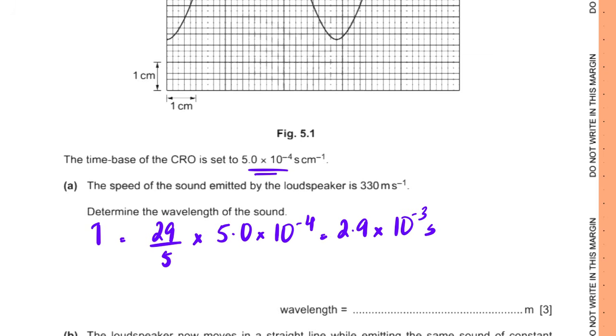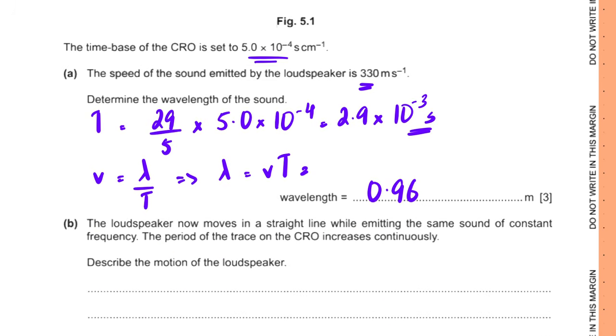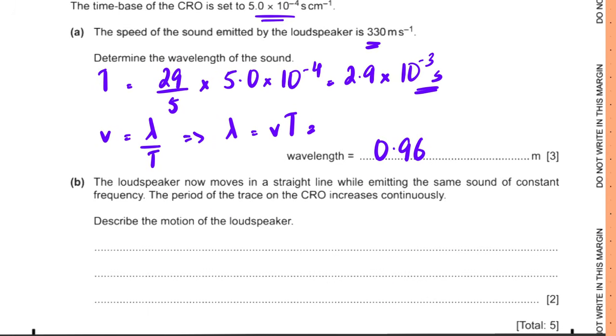And now I need the wavelength, so v = λ/T. So λ equals vT. I just multiply this and this value, and the answer I get is 0.96 meters. Next, the loudspeaker now moves in a straight line while emitting the same sound of constant frequency. So now the source has started to move.